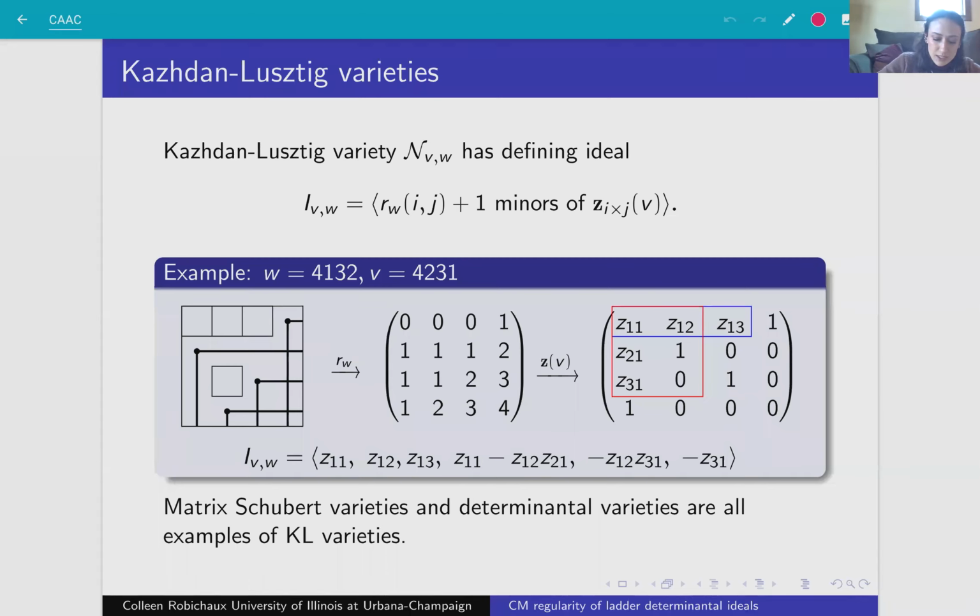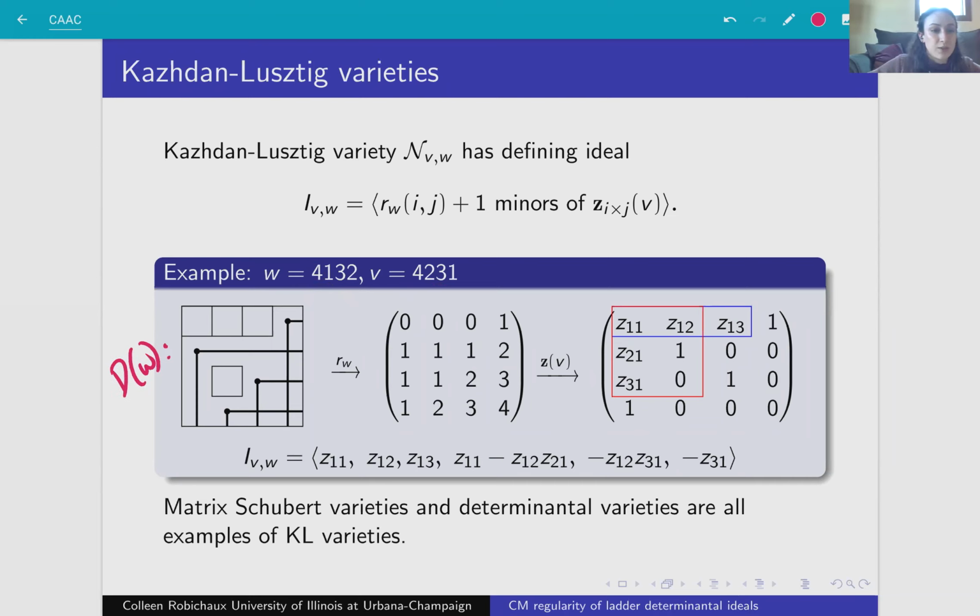So in this case, we'll always have our Kazhdan-Lusztig varieties indexed by 2 permutations v and w. And we'll always have that v is greater than or equal to w in Bruhat order due to the geometric story that we all started out with. And what this permutation w is going to tell us is the ranks of the minors that we'll be taking to build our generators for our defining ideal. And this permutation v is going to tell us how to build the matrix that we're actually taking these minors of for our generators.